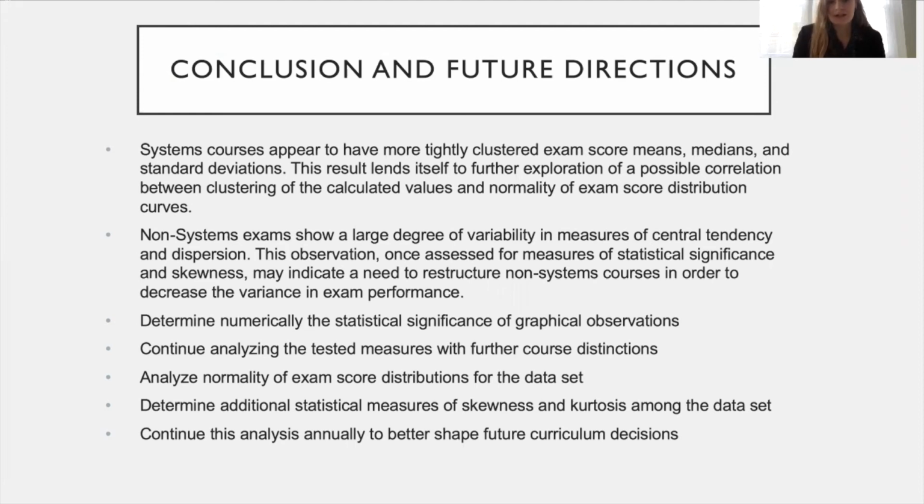For future directions, we obviously hope to determine numerically the statistical significance of the conclusions that we've drawn from our graphical analysis, and continue analyzing the tested measures with further course distinctions. In this study, we use systems versus non-systems exams. However, there could be interesting conclusions to be drawn from first and second year courses, or potentially even courses that were taken in a normal learning environment versus our COVID-19 distance learning environment. So there's a lot of different directions we could possibly take this.